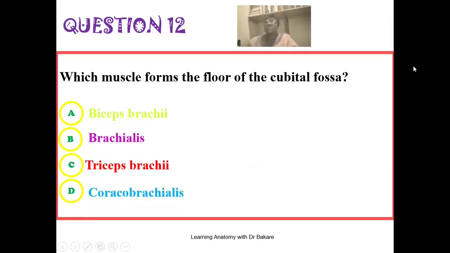Out of all these muscles listed, the muscle that is seen to form the floor of the cubital fossa is the brachialis. The brachialis is seen to run across the elbow joint, and it is located in the anterior region of the arm. Considering the pattern by which the fibers run, it is seen to form the floor of the cubital fossa.